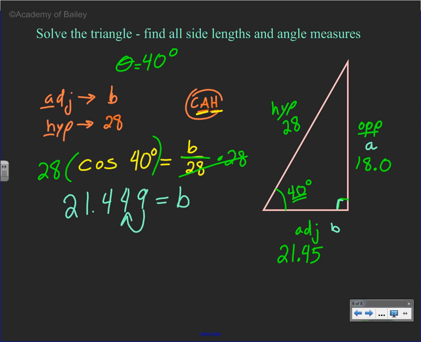We know since we have a right triangle that the other two angles must add up to equal 90. So we subtract 40 from 90 and we get 50, and that's the third angle measurement there, 50 degrees. So you've calculated all sides and all angles, and you've solved that right triangle.